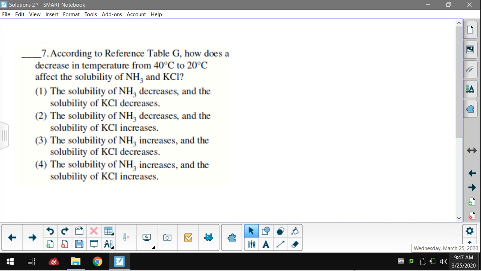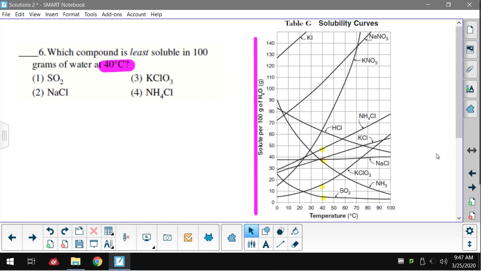Well, first thing you need to remember is that ammonia is a gas, and potassium chloride is a solid. If you don't remember that, find the two. Here's ammonia right here. That's a gas, and its solubility is going down as the temperature increases. Potassium chloride, KCl, is this one right here. This one's solubility is going up.